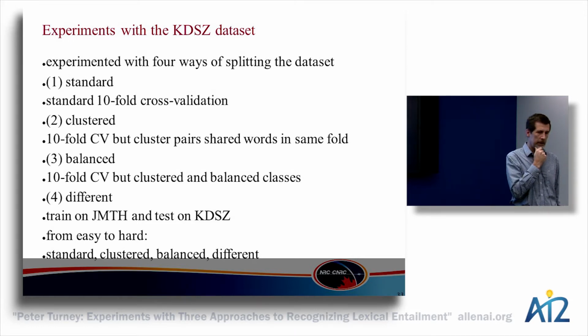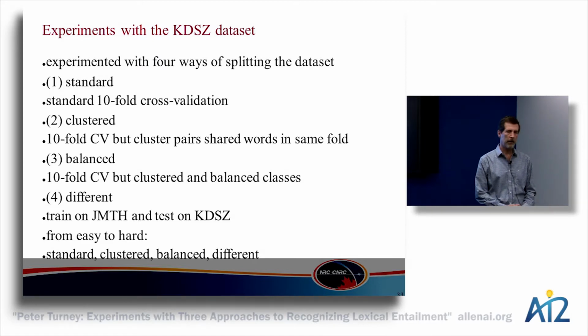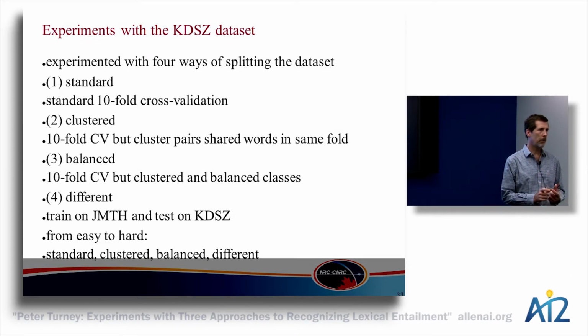So this is moving on to the second data set, the KDSZ data set. This is the Kotlerman data set. There are some problems with this data set. Every word pair in the data set is unique, but there are many pairs that share a word. And so if you train it using supervised learning, when you test it, it will not have seen the testing pair before, but it may have seen pairs that share a word with that testing pair many times in the training set.